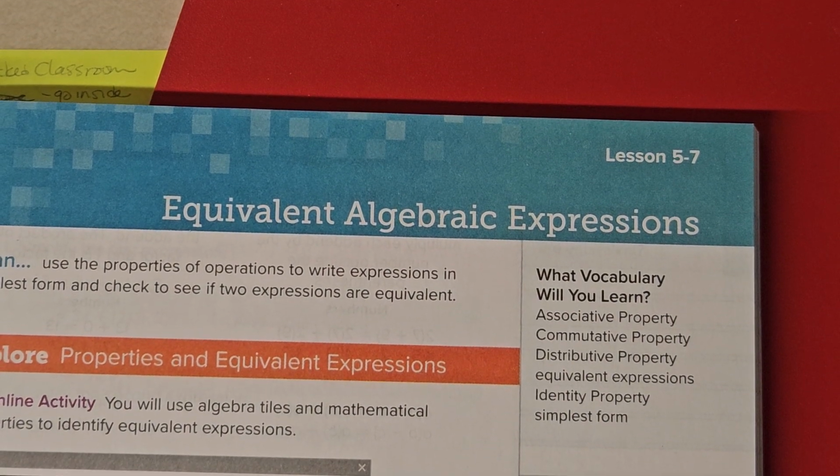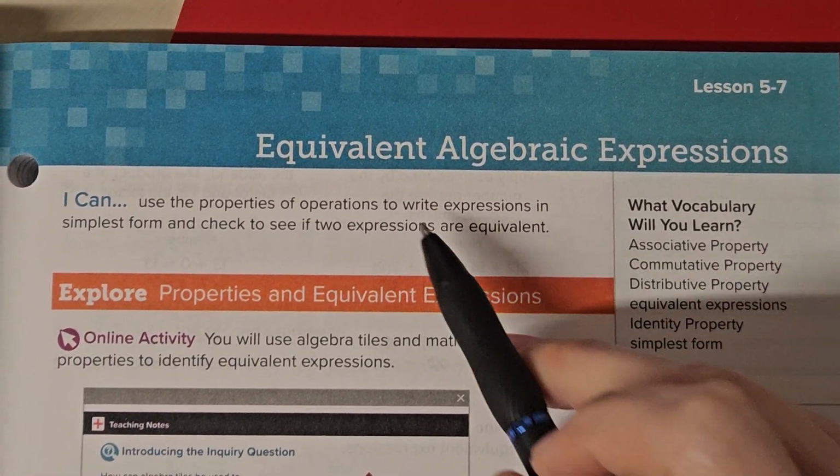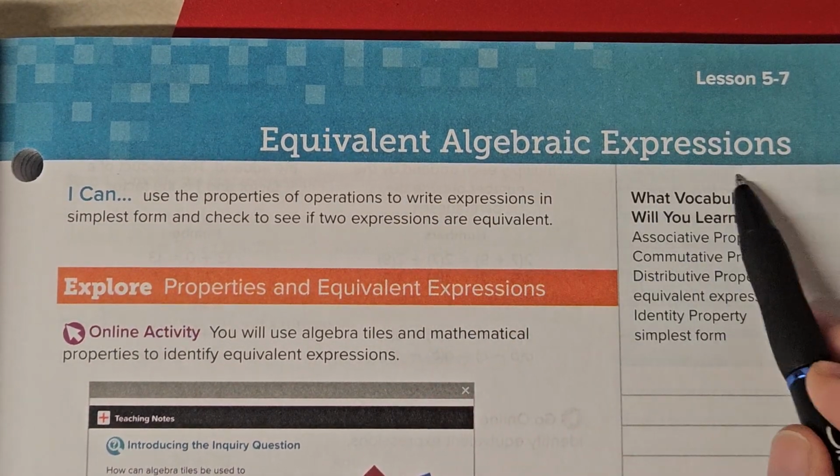Good morning. Today might be a little wordy. Lesson 5-7 is equivalent algebraic expressions.